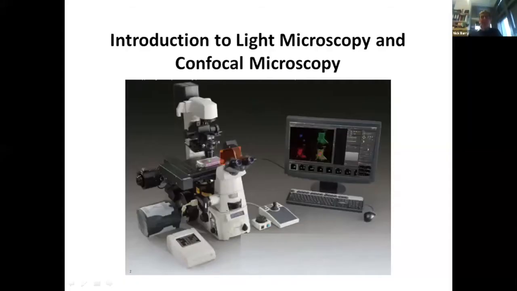Share. All right. Okay. So I'm just going to give a quick overview of light microscopy and confocal microscopy. There's quite a big subject area, so this has been split up into a number of lectures. Anyway, I should give the starting one.